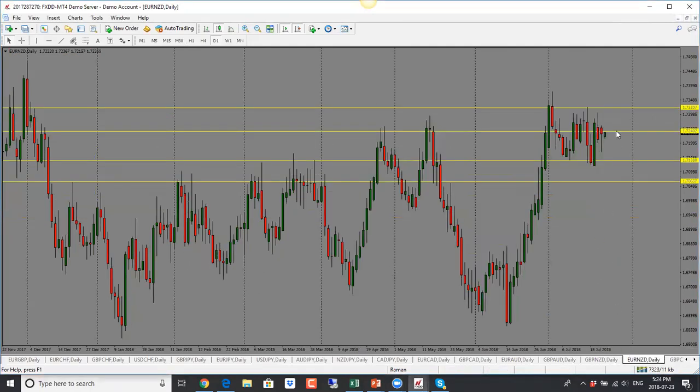Euro New Zealand, this one is in the middle of a range here as well. Price has been trading sideways. This one we still see bearishness in the candle, but there is also a rejection here. So not the best daily trade setup. There's still bearishness, but I don't like this rejection. So I would look for price to maybe go into the high and then drop again, but not my favorite trade setup for Euro New Zealand.